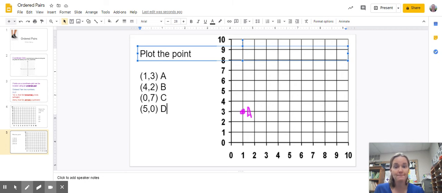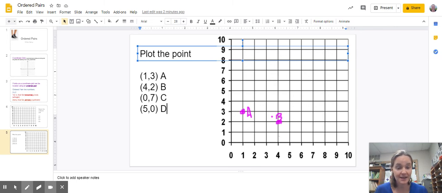Okay? Point B is 4, 2. So I go over 4, up 2. Again, I start at my 0, 0, go over to 4, up to 2, and I want to place my point right there, smack dab in the center where the 4 line meets the 2 line. That's going to be point B. Again, it would be wrong if it was right here. It doesn't go on the line. It goes right where those 2 lines meet.